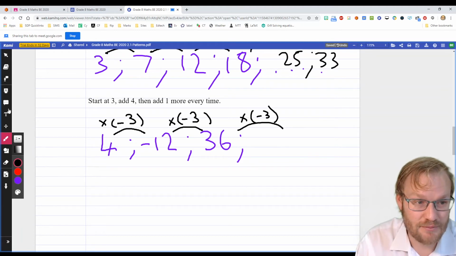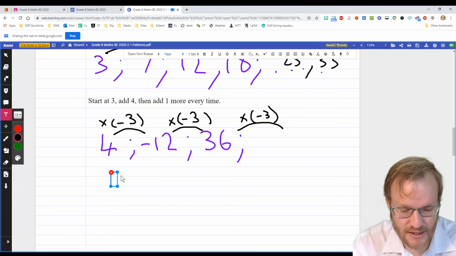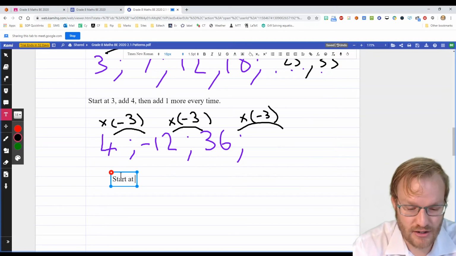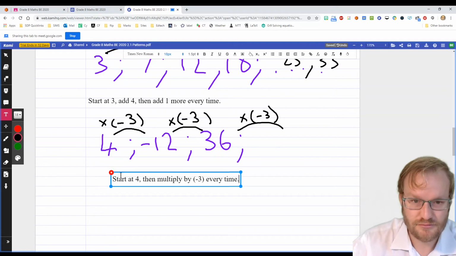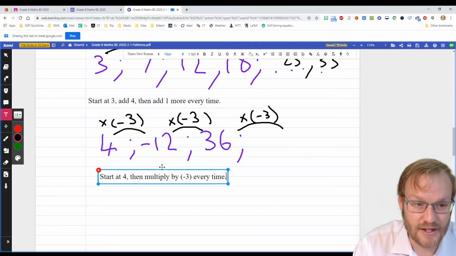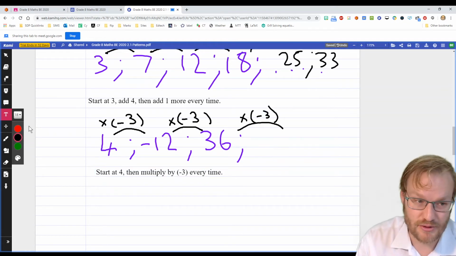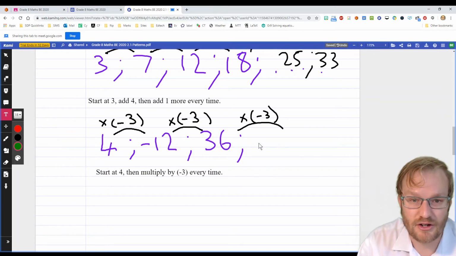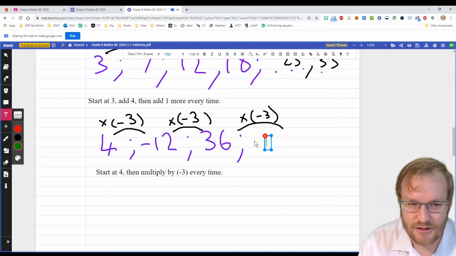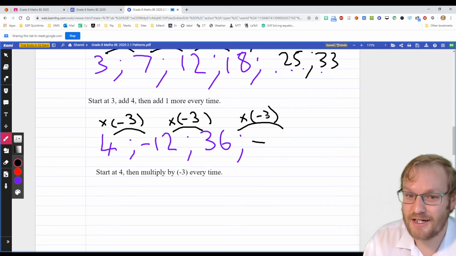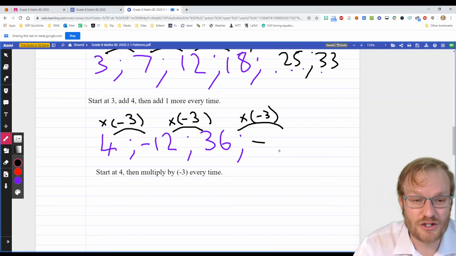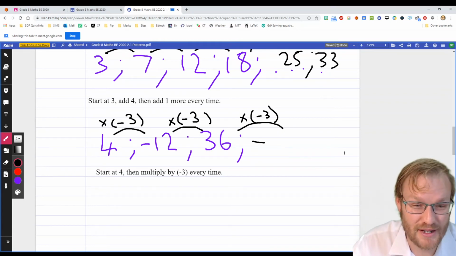So that would be enough to say that our rule is that we're multiplying by negative 3 each time. So if we were to explain that, we could say we're starting at 4, then multiply by negative 3 every time. And there's our rule, and therefore you could work out the next one after that, and so on. So you're going, okay, it's going to be a negative, and I'll leave you to figure out what 36 times 3 is.